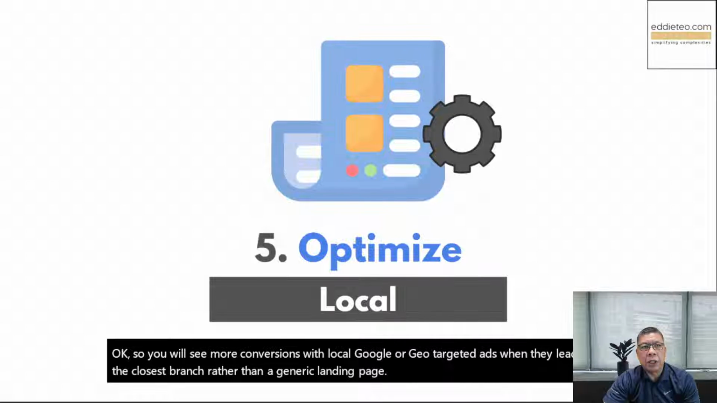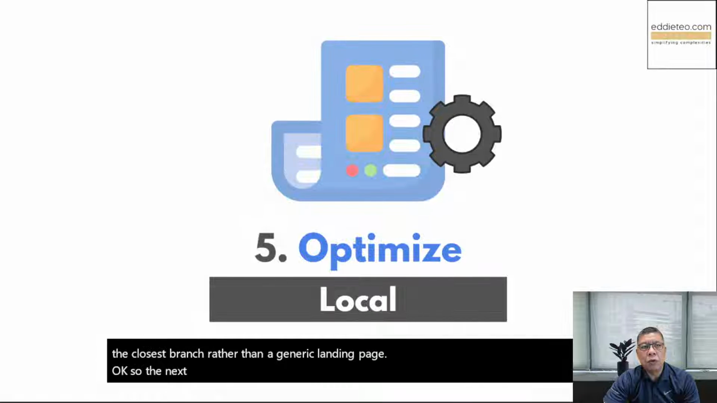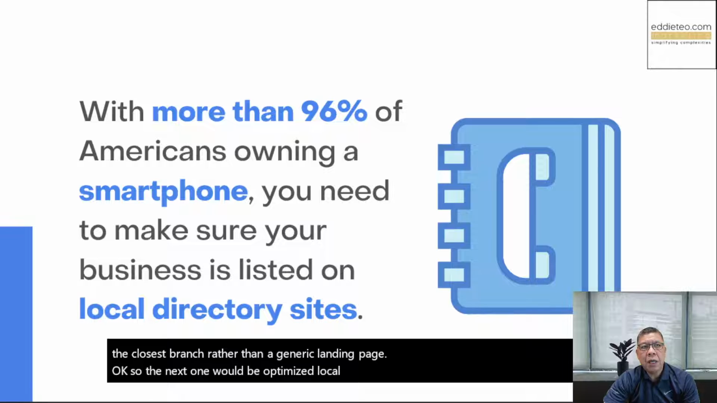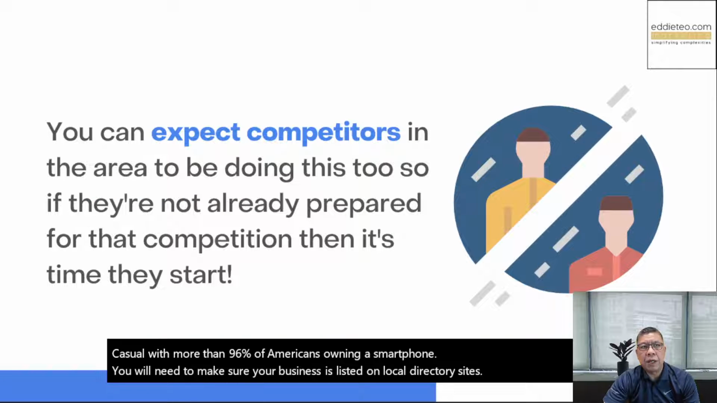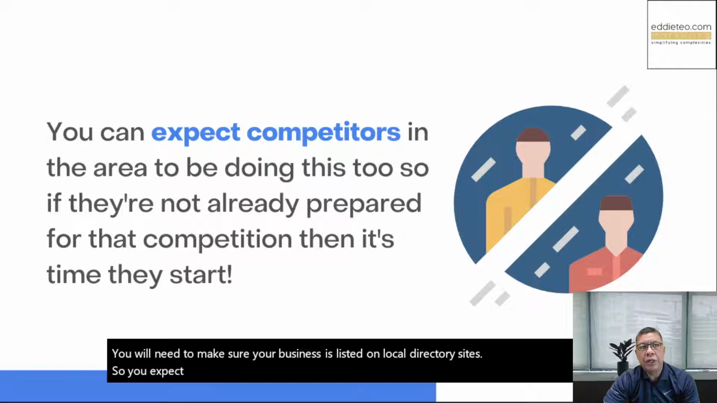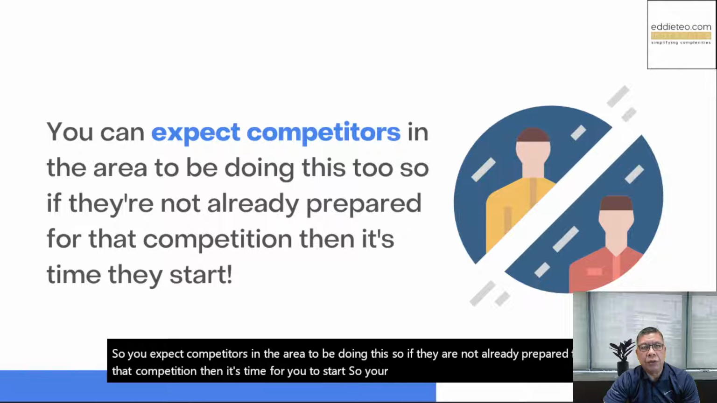Okay, so the next one would be optimize local listings. Okay, so with more than 96% of Americans owning a smartphone, you will need to make sure your business is listed on local directory sites. Okay, so you expect competitors in the area to be doing this. So if they are not already prepared for that competition, then it's time for you to start. Your competitors are already doing that, so you should be doing that too.